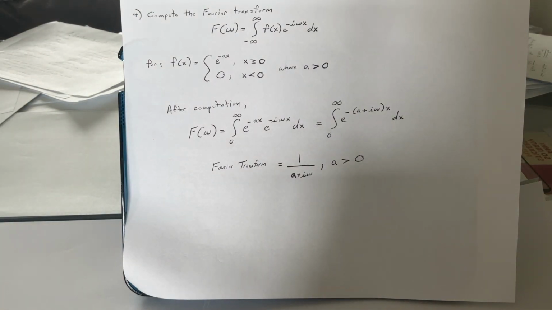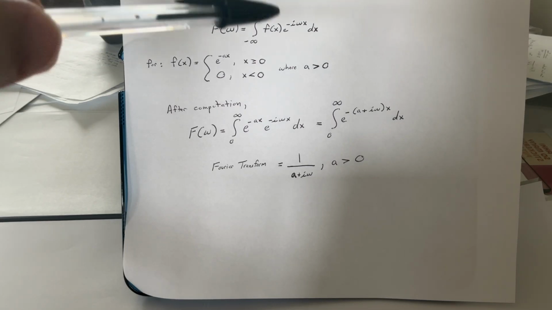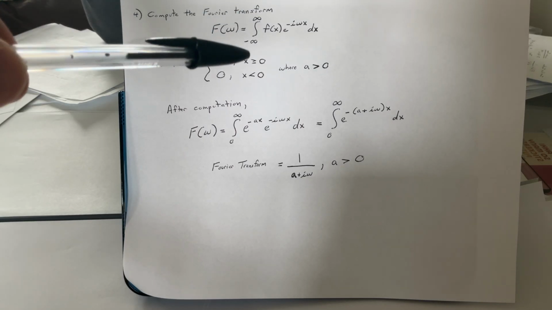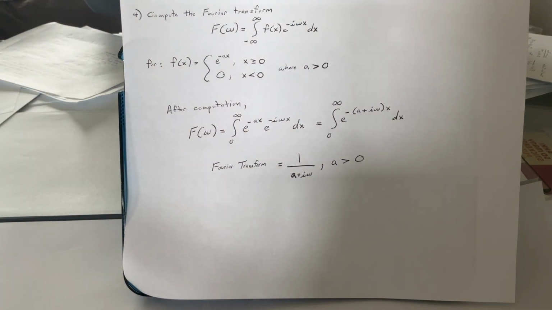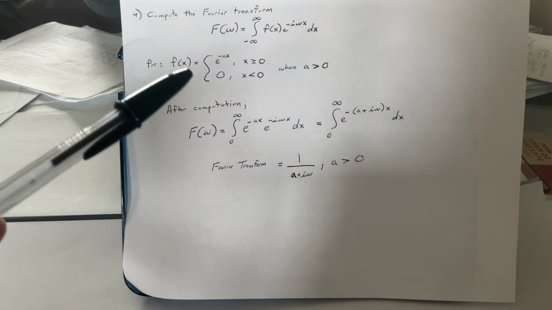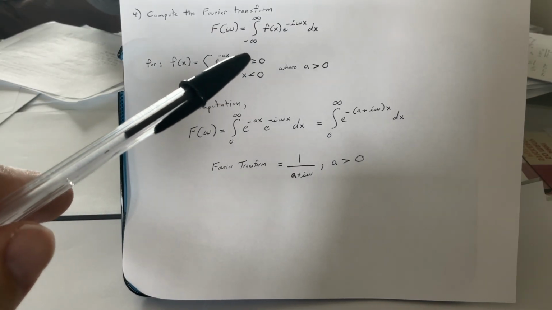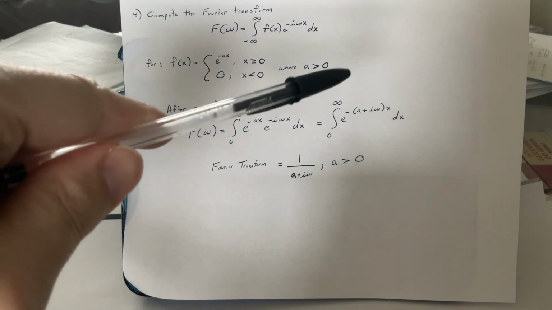Okay, so this one we could explain quickly. And again, the computation, I leave it up to you with some of the intermediate steps. If we want to compute now the Fourier transform F of ω, think of angular frequency, the integral from negative infinity to infinity of f of x e to the negative iωx dx. So for f of x on this piecewise, e to the negative ax defined where x is greater than or equal to 0, and the output 0 where x is less than 0, and our a value is going to be positive.